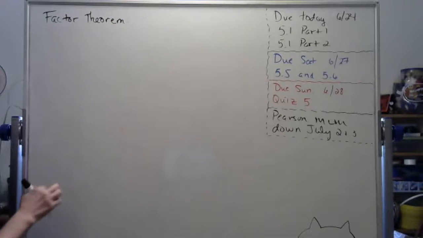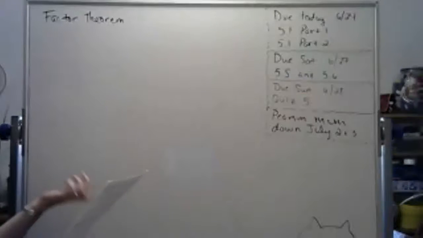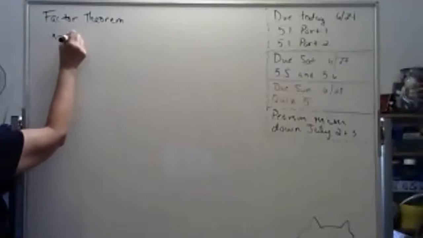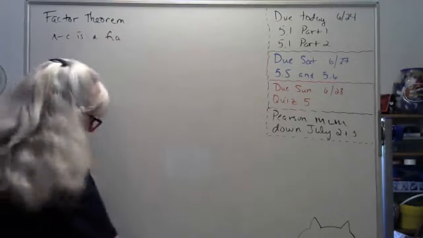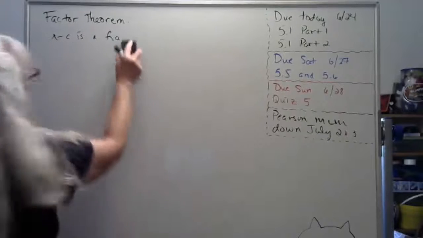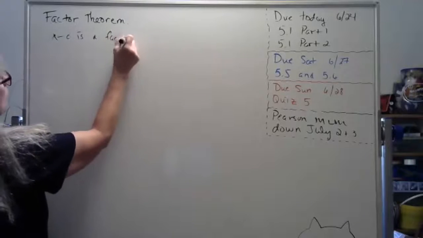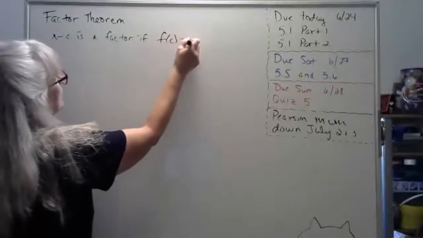Okay, the factor theorem says if you have a polynomial function, then x minus the constant c is a factor if and only if f of c is equal to 0. So x minus c is a factor if f of c is equal to 0.